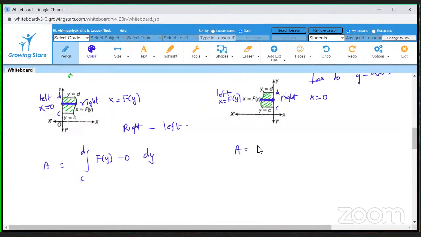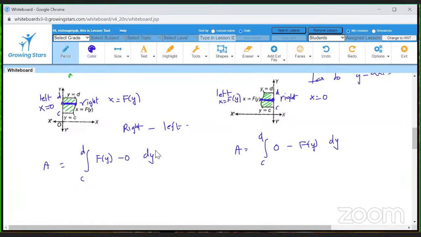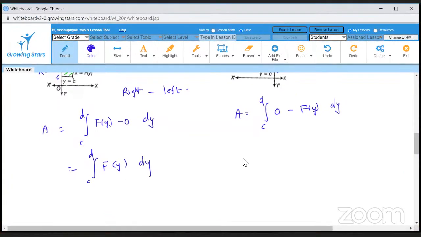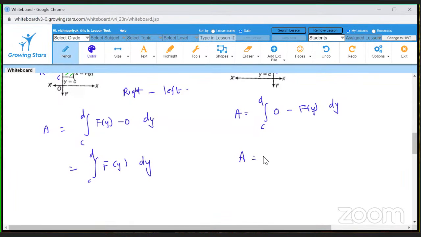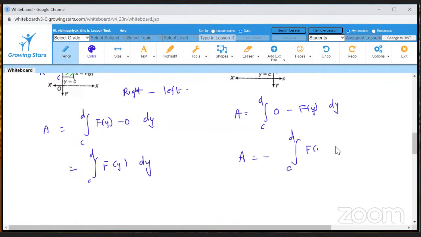Similarly, here the area will be c to d on y-axis, right minus left, dy. Everything will be in y's. You won't see x at all. Integral c to d, f of y dy is the area. Take out minus, integral c to d, f of y dy is the area. This is how you will get the area.